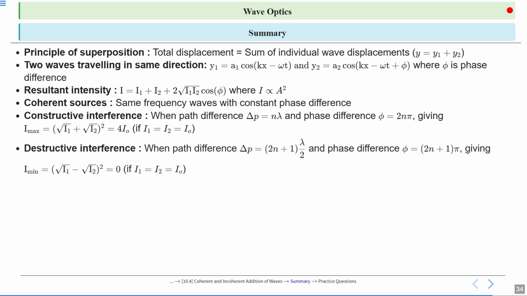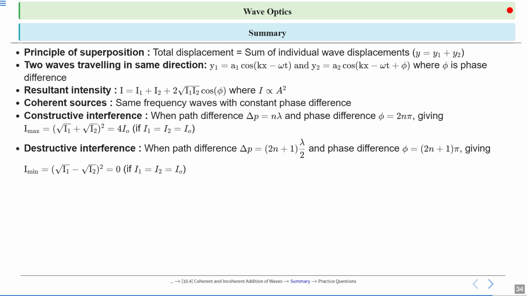Destructive interference, when cos phi will become negative. Sorry, when cos phi will become negative. So when path difference delta p is equal to (2n plus 1) lambda by 2 and phase difference is phi equal to (2n plus 1) pi, which is pi, 3 pi, 5 pi, cos phi is minus 1. After simplifying, it will become I minimum equal to root I1 minus root I2 whole square, which is equal to 0 when the intensity of both the waves is equal to I naught.